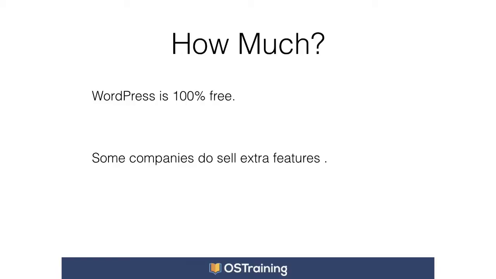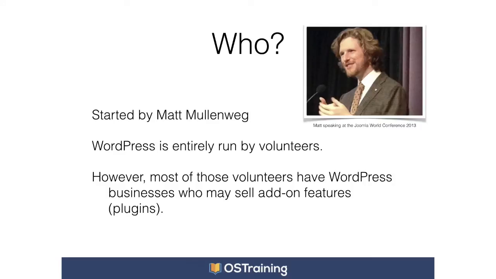WordPress was started in 2003. It's grown to be the largest self-hosted blogging tool in the world. Millions of sites, millions of users. It's completely free. Some companies do sell extra features, and it is still run by its founder, Matt Mullenweg. This is a picture of Matt speaking at the Joomla World Conference in 2013. Most of the people that help out with WordPress are volunteers, but most of them have businesses, and some of them sell add-on features called plugins.